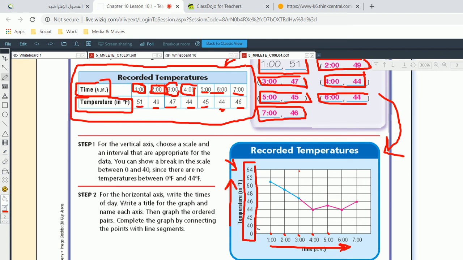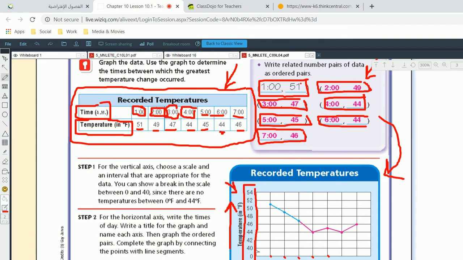After that, we are going to use these ordered pairs to plot the points. You have to put the point in the correct place. You have to be accurate on plotting these points. So 1 and 51, the first one. We're going to plot 1 and 51. 51 is between 50 and 52, like that. Okay, next one, 2 and 49. 49 is between 48 and 50.